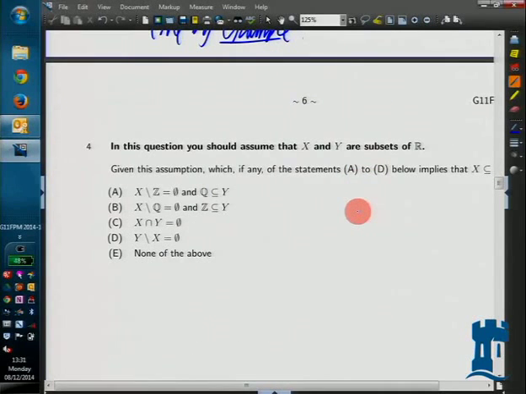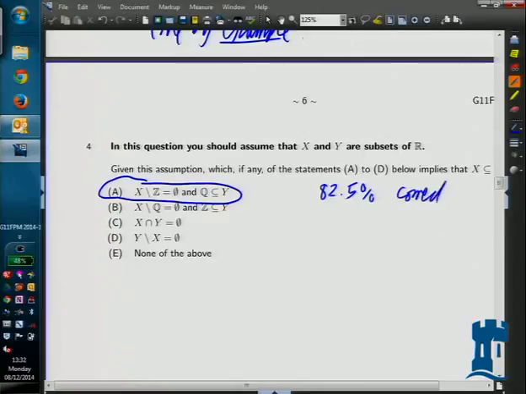Question 4. 82.5% got this one right. And the correct answer is A. So I won't say too much about this.